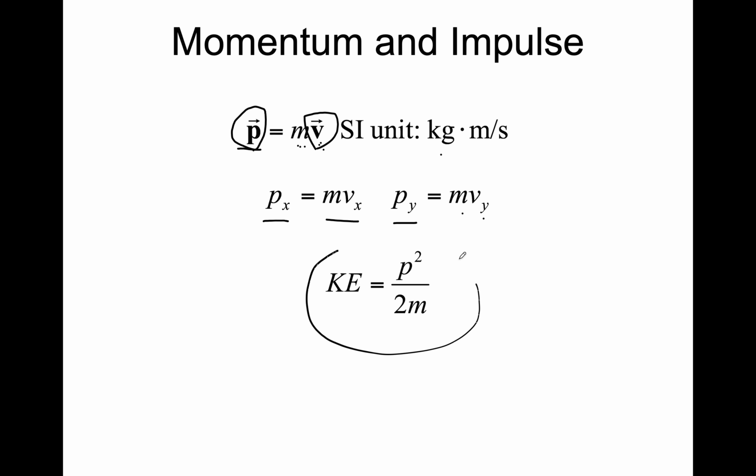This is different from the concept we just learned, kinetic energy. Kinetic energy is a scalar, and it is p squared divided by 2m. Now p squared gives a scalar. So kinetic energy equals 1/2 mv squared, which also equals p squared over 2m. So momentum and kinetic energy are in a sense related. For the same object, larger momentum basically means larger kinetic energy.